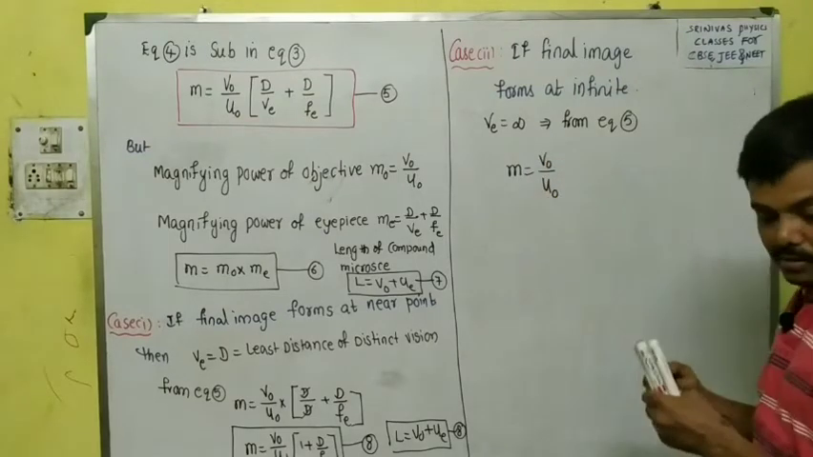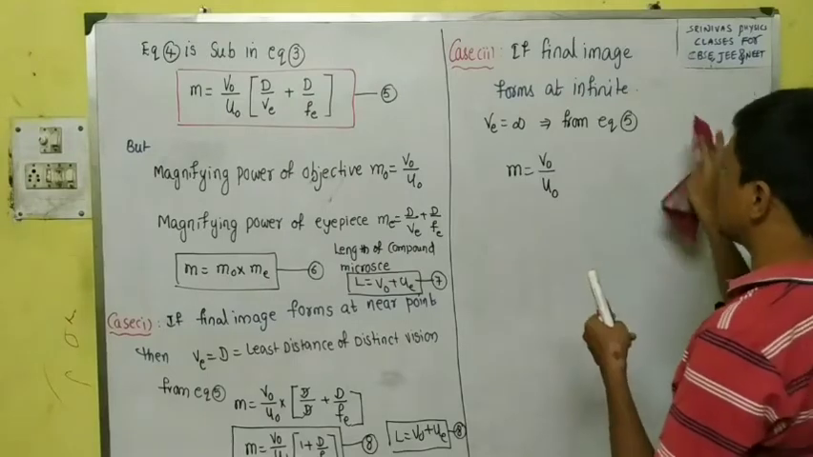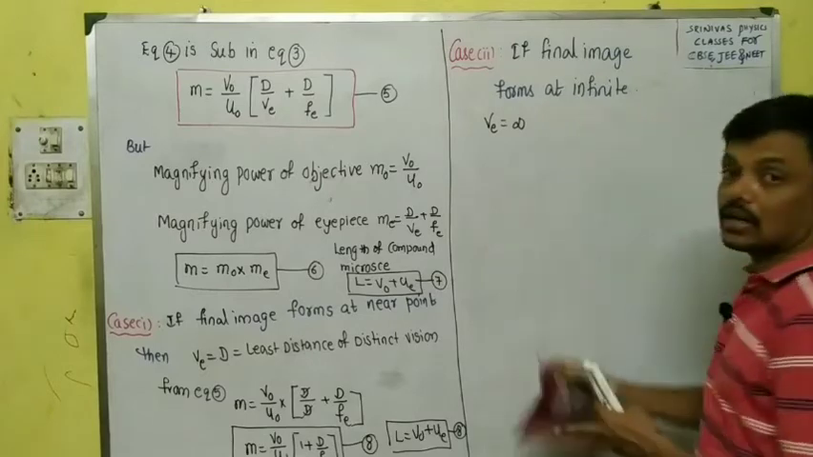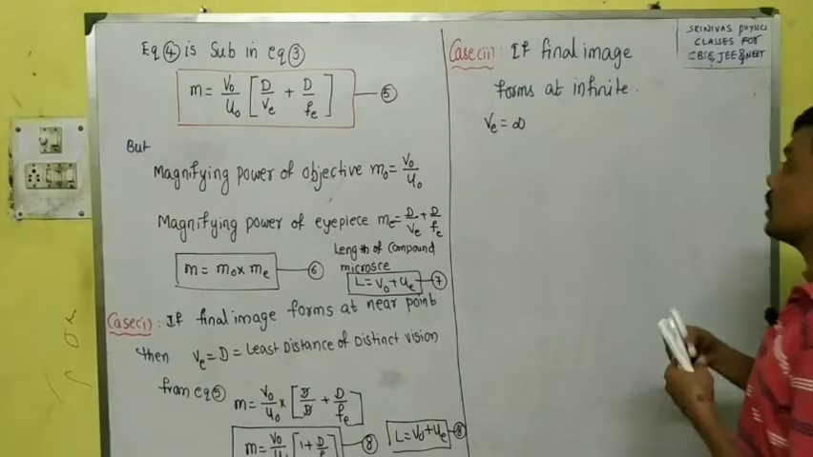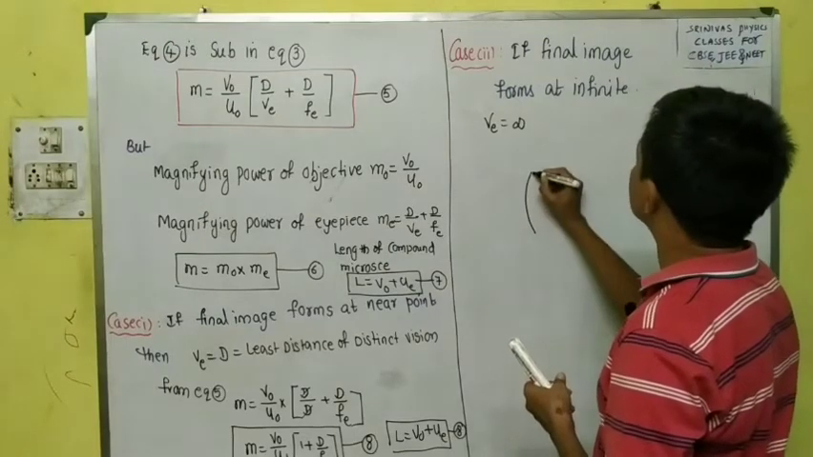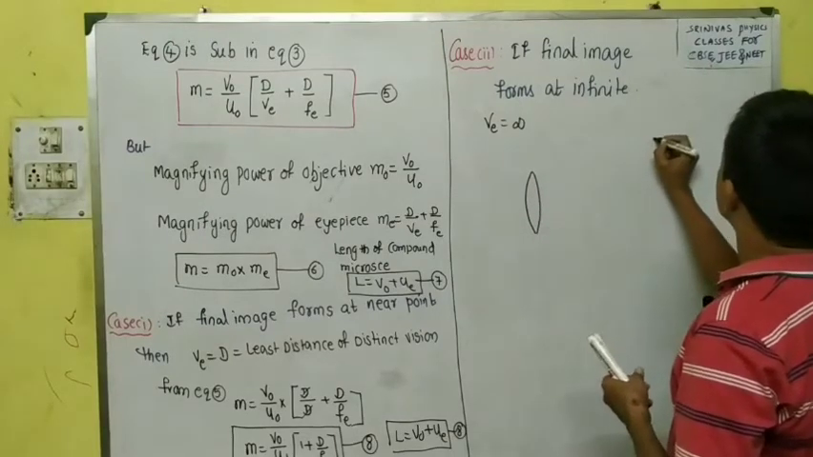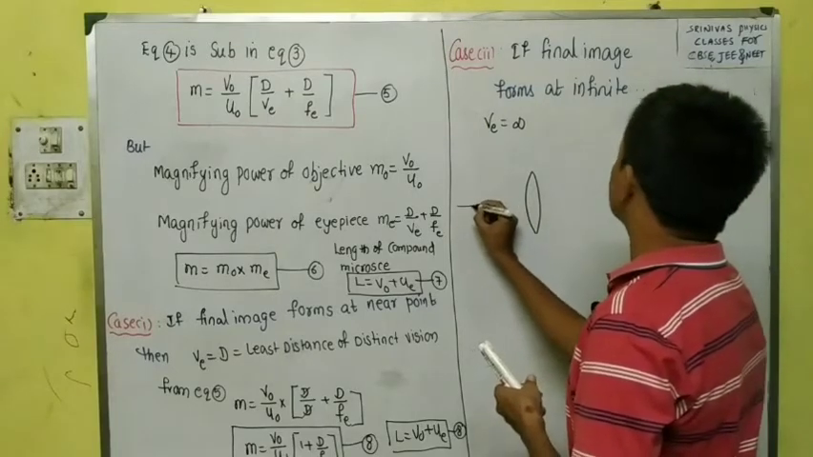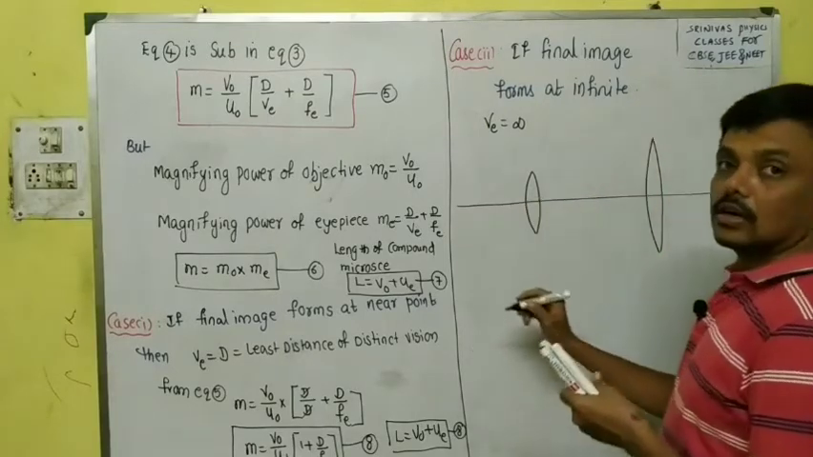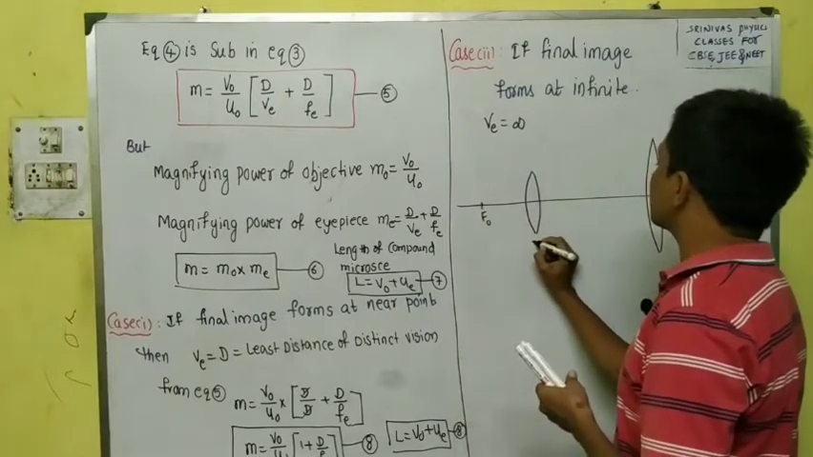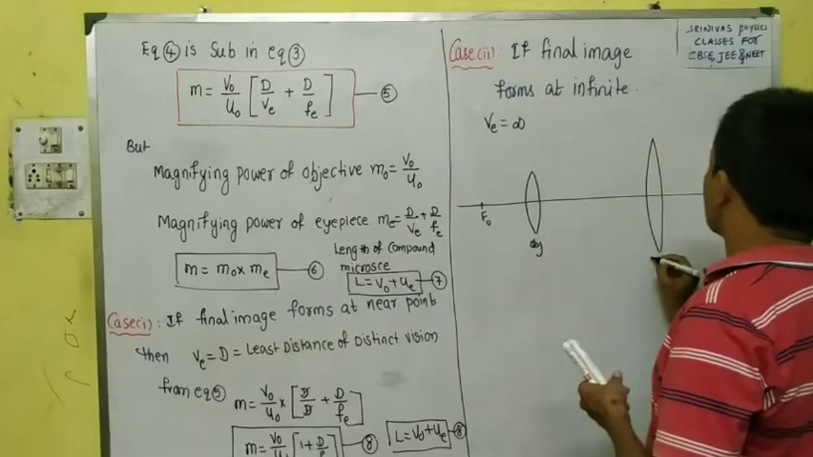But when the final image forms at infinity, we have to know this condition also. At what situation does the final image form at infinity? We have to draw the ray diagram here. This is the objective lens, this is the eyepiece, and this is the principal axis. This is the objective principal focus.